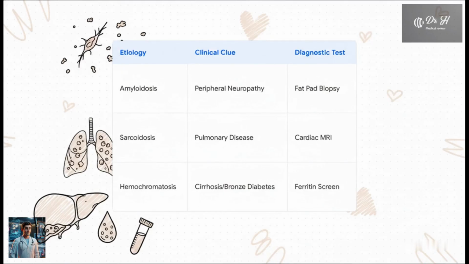For your exams, you need to know the big three causes. Number one is amyloidosis. The big clue here is patients often have peripheral neuropathy. Number two, sarcoidosis. You're going to want to look for clues in the lungs. And number three, hemochromatosis. This is iron overload, and the classic giveaway is the triad of cirrhosis, heart failure, and bronze diabetes. For diagnosis, think fat pad biopsy for amyloid, cardiac MRI for sarcoid, and a ferritin screen for hemochromatosis.